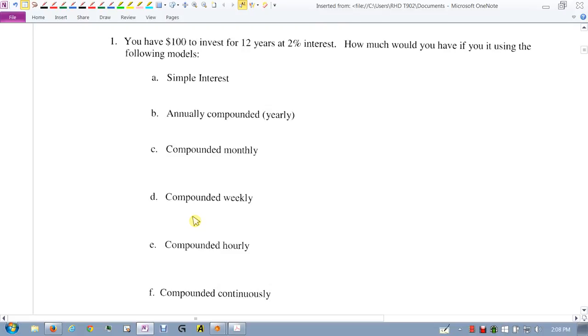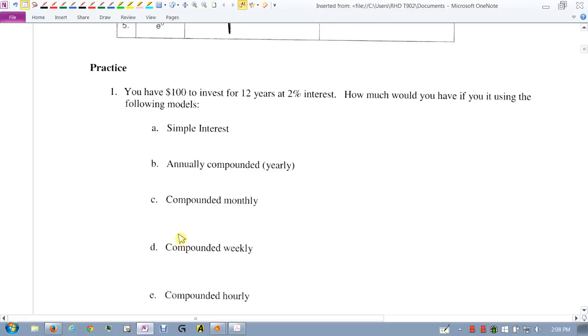All right. Compounded yearly, compounded monthly, compounded weekly, compounded hourly, compounded continuously, and that's it. So look, scratch the first one because they don't give us an N there. All right. Let's do part B. Annually, compounded yearly. As soon as you see compounded and they give you anything other than continuously, that means you've got to figure out what N is. So yearly would mean N is what?